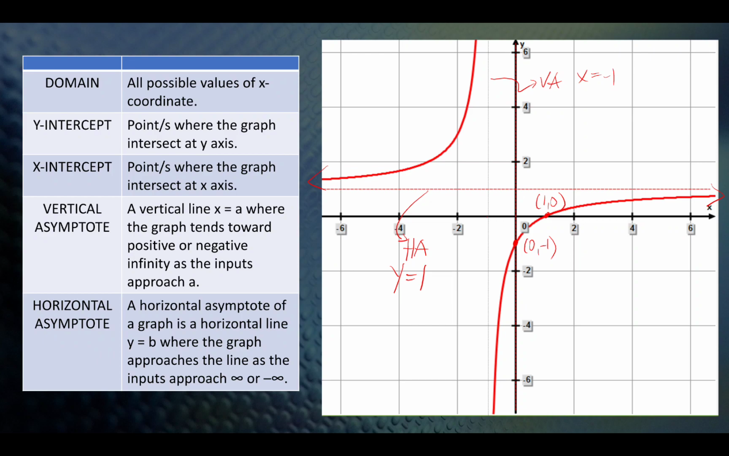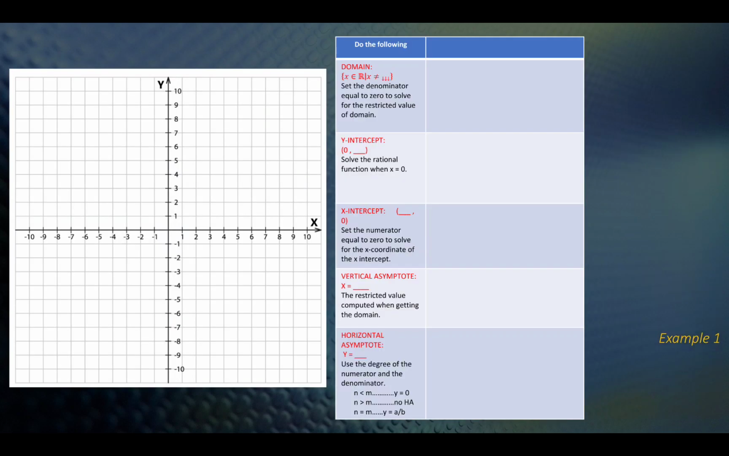So how do we identify these characteristics of the graph of a rational function using the given function itself, so that we can sketch the graph of a rational function? Let's have our first example. For example number 1, we have f(x) = (x - 1)/(x + 1).